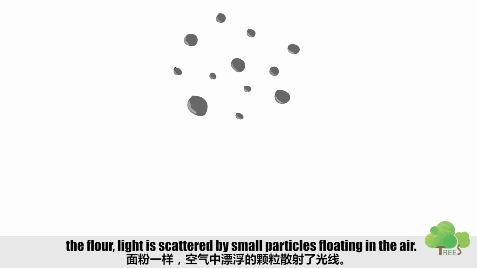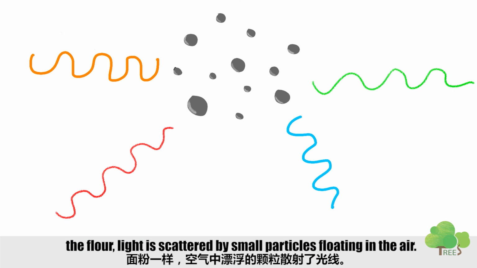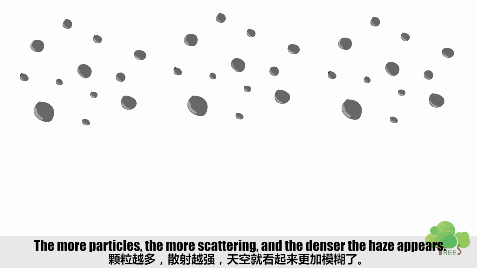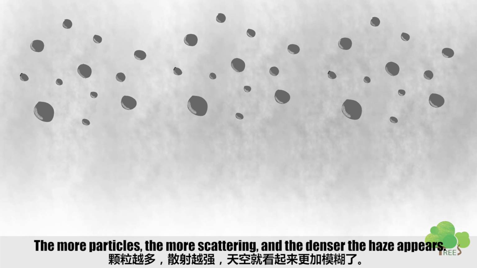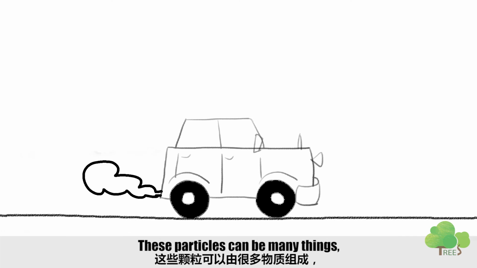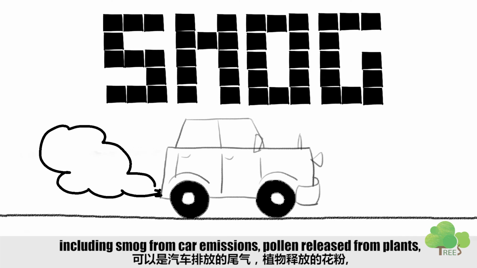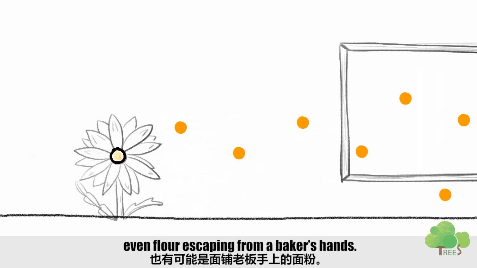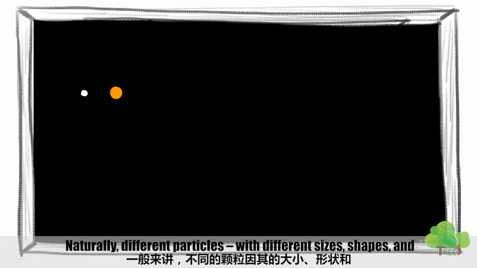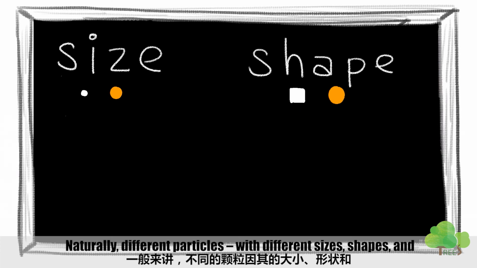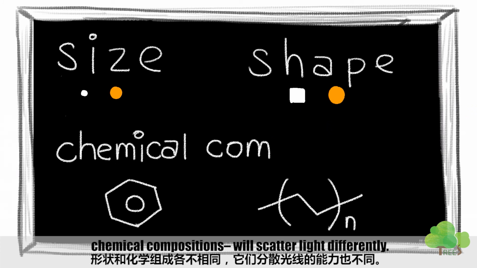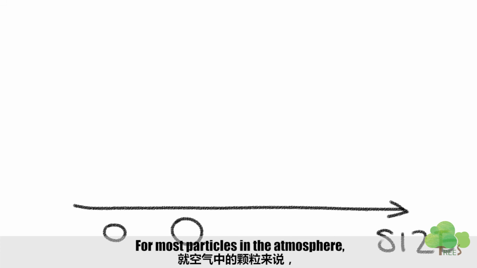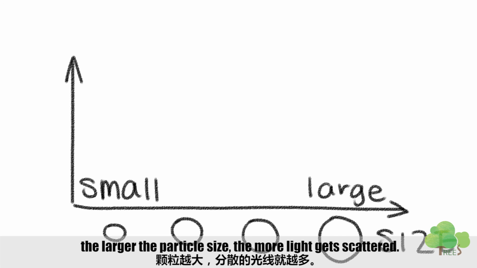Just as with the flour, light is scattered by small particles floating in the air. The more particles, the more scattering, and the denser the haze appears. These particles can be many things, including smog from car emissions, pollen released from plants, and even flour escaping from a baker's hands. Naturally, different particles with different sizes, shapes, and chemical compositions will scatter light differently. For most particles in the atmosphere, the larger the particle size, the more light gets scattered.